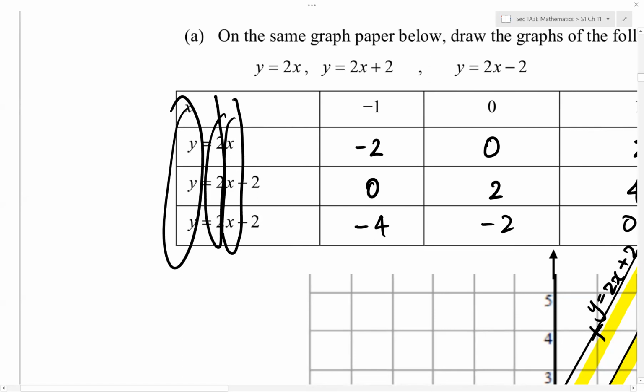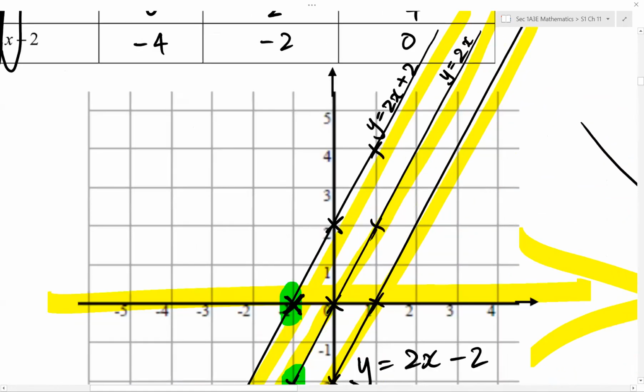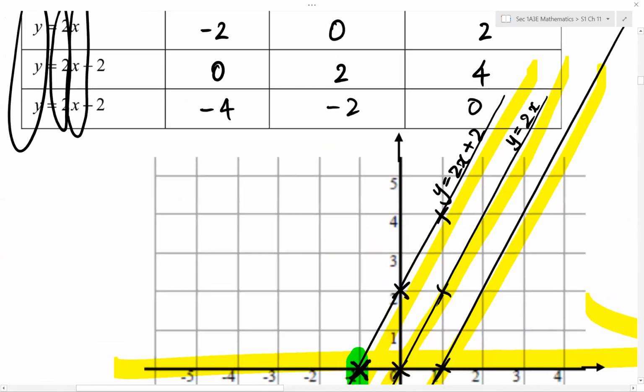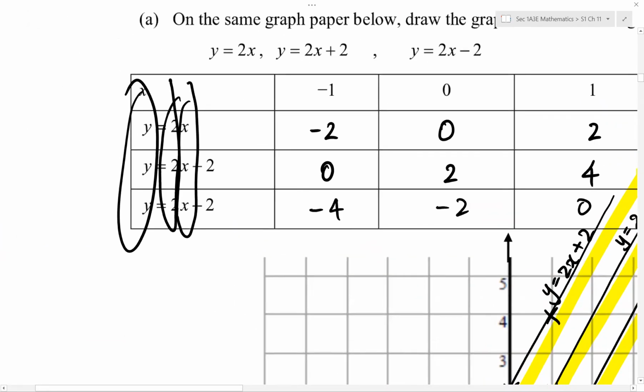The similarity between these three graphs is that they have the same steepness. This same steepness can be attributed to something that is the same in the equation. Out of these three, y, 2, and x, which one do you think contributes to the same steepness? Is it the y? Or is it the number 2? Or is it the x? What do you think?